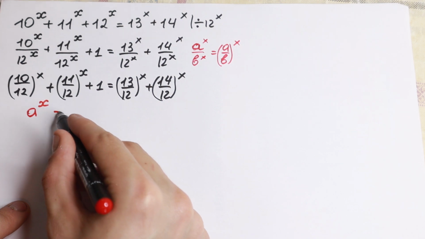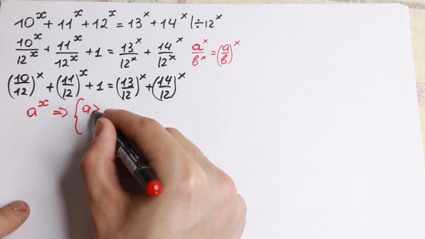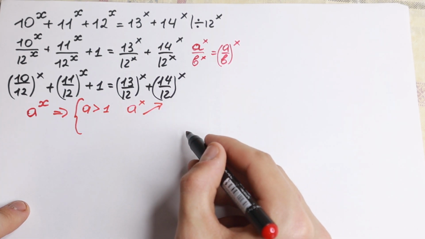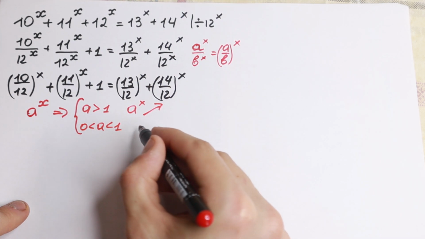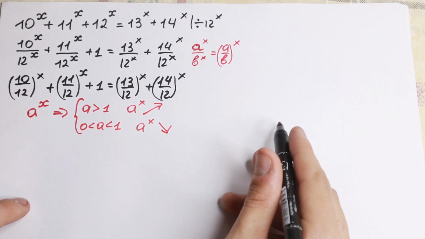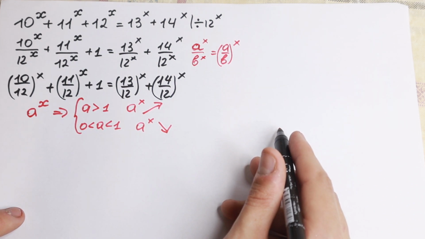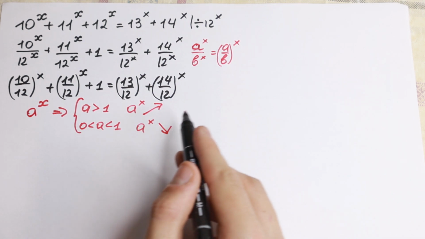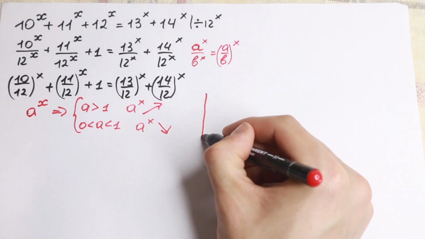But we need to know one thing, that if a is greater than 1, then a^x is an increasing function, and if a is between 0 and 1, we will have that a^x is a decreasing function. So I hope you understand this property. So what we are going to do next, because if we have this situation, a is greater than 1 or a is between 0 and 1, we will have the next situation.